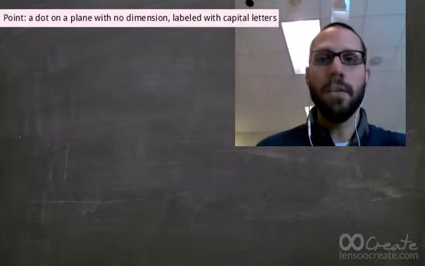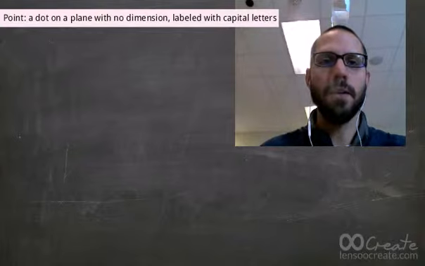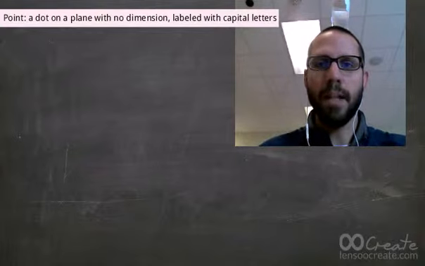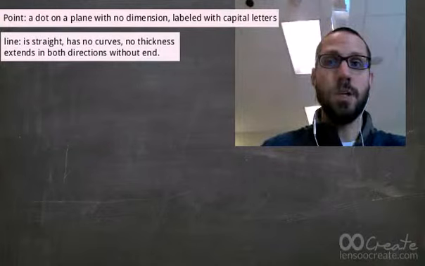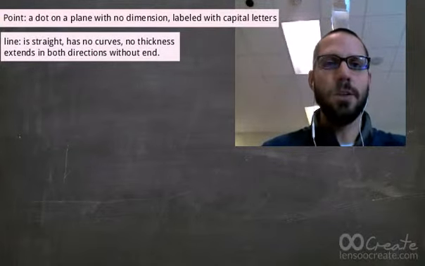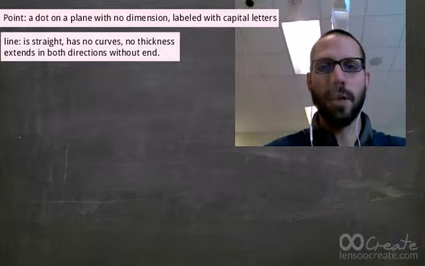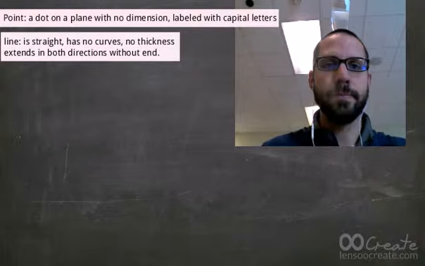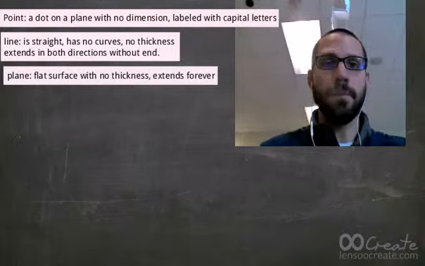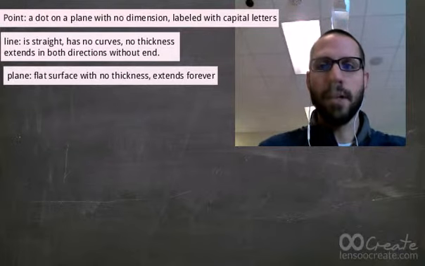Our first definition is a point is a dot on a plane with no dimension and labeled with capital letters. In geometry, a line is straight, has no curves, no thickness, and it extends in both directions without end. A plane is a flat surface, like our piece of paper, with no thickness, and it extends forever.